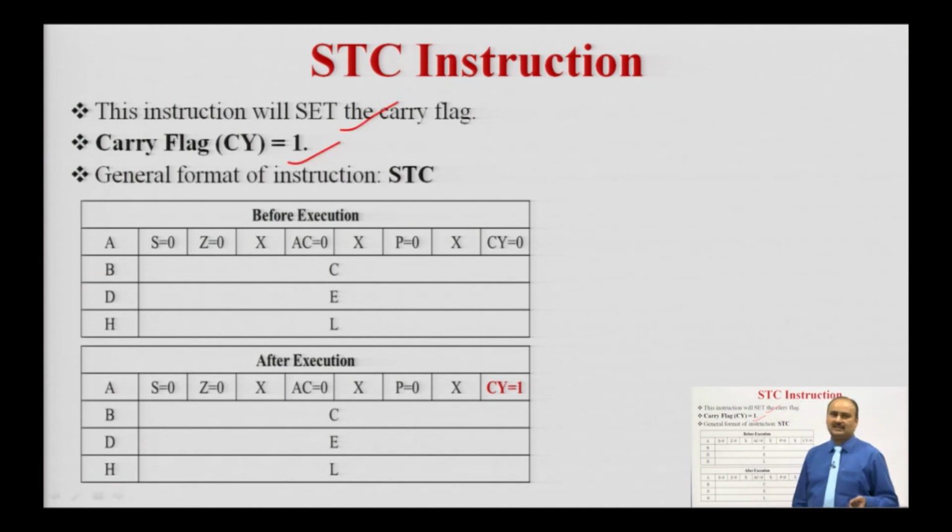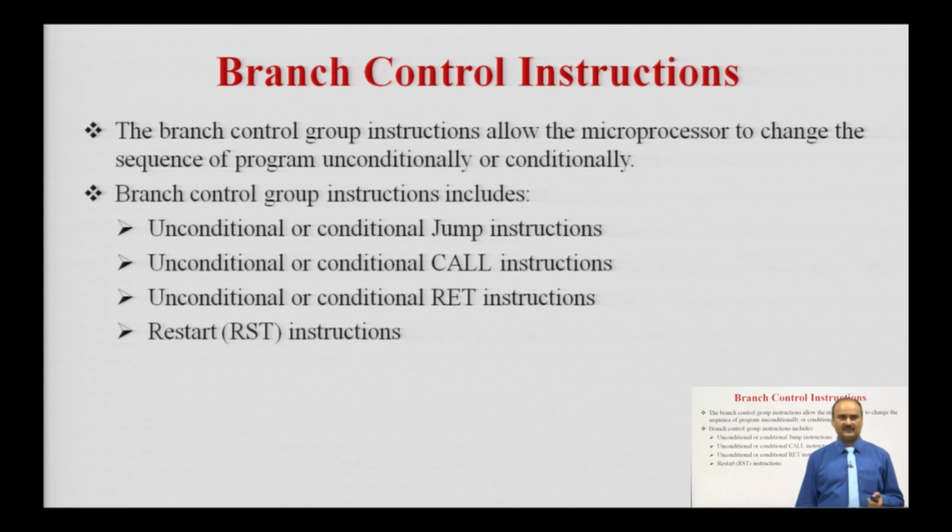If the carry flag is set, it remains the same. If the carry flag is reset, it is set. So, before the execution, see here the carry flag is reset. After the execution of the STC instruction, the carry flag is set. If the carry flag is already set, it remains set. This is the meaning of the STC instruction. Next is the branch control instruction. The branch control group instructions allow the microprocessor to change the sequence of the program unconditionally or conditionally.